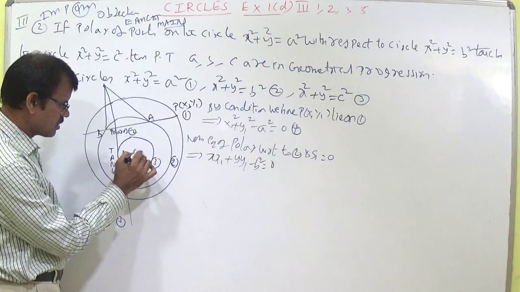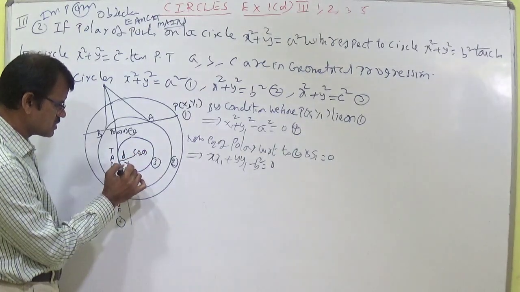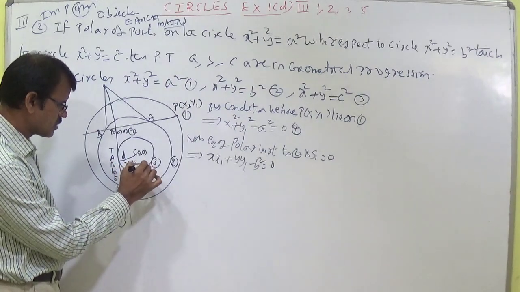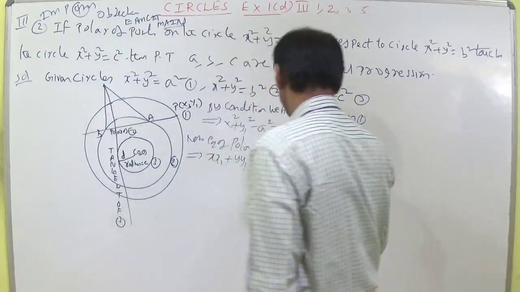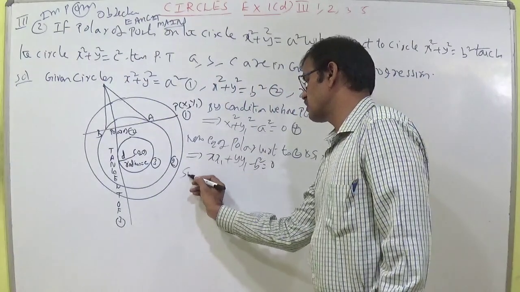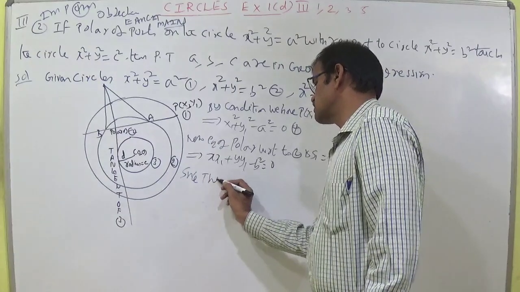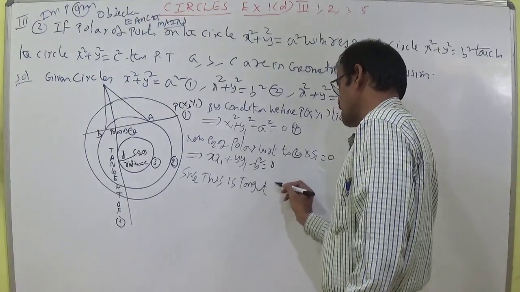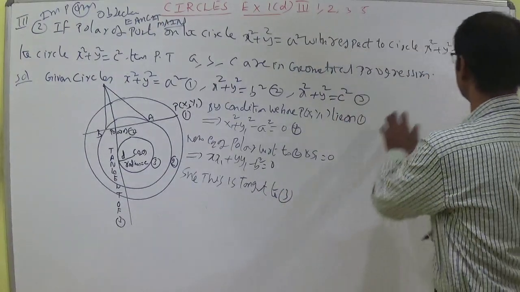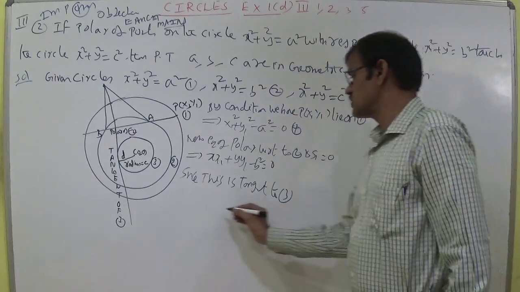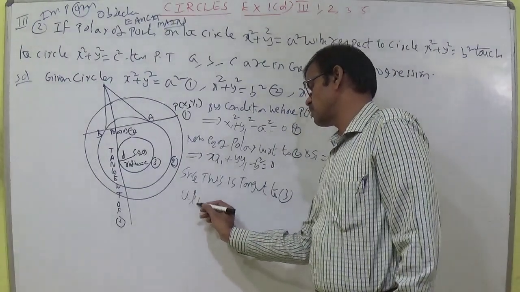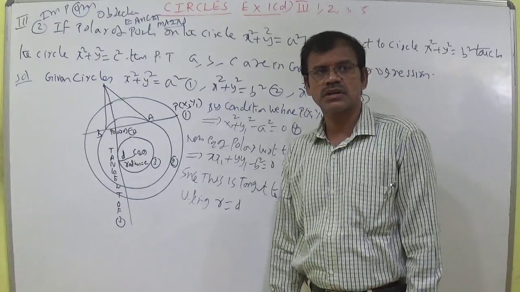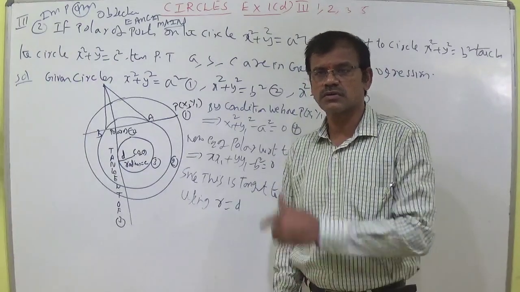The center here is 0, 0 and the radius of the third circle is c. Since this is a tangent to the third circle, this polar is tangent to the third circle. Whenever this is tangent to the third circle, use r is equal to d. So what is r? Radius of the circle. And what is d? Perpendicular distance from the center to the line.